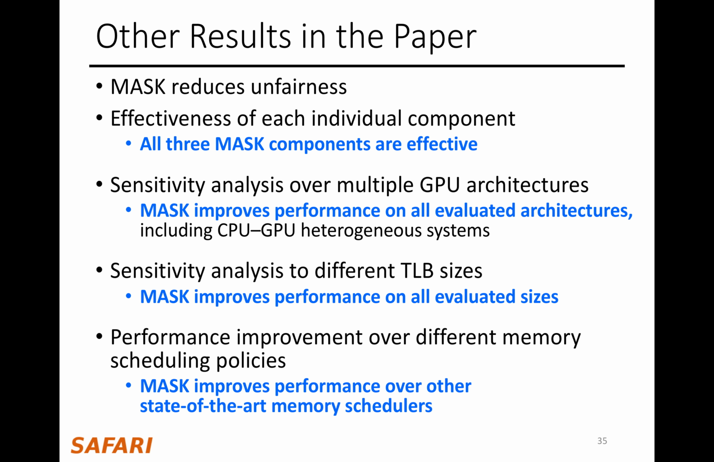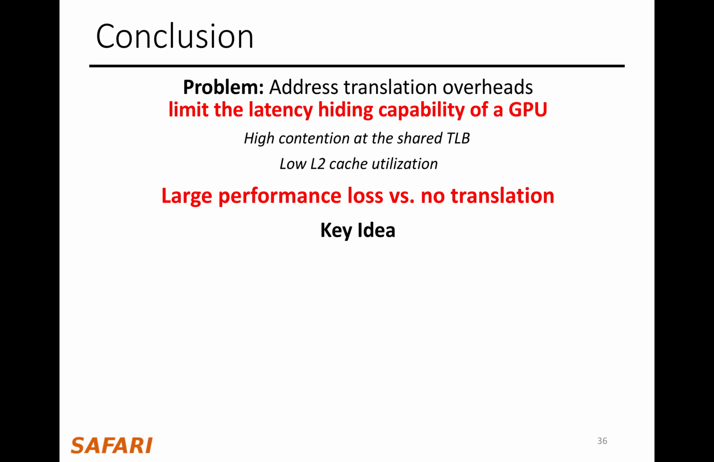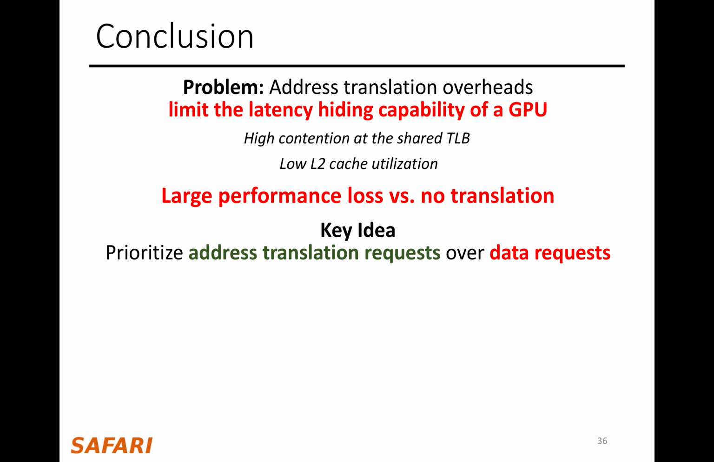So to conclude, we found that address translation overhead limits the latency hiding capability of GPUs because of two reasons. First, there's high contention at the shared TLB. Second, low L2 cache utilization. Both of these reasons lead to large performance loss versus the case where the GPU doesn't have to provide address translation. So the key idea is to prioritize address translation requests over data requests.